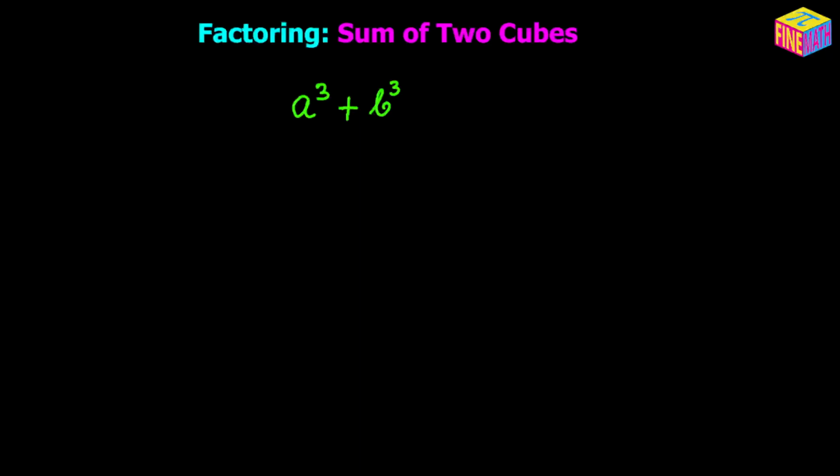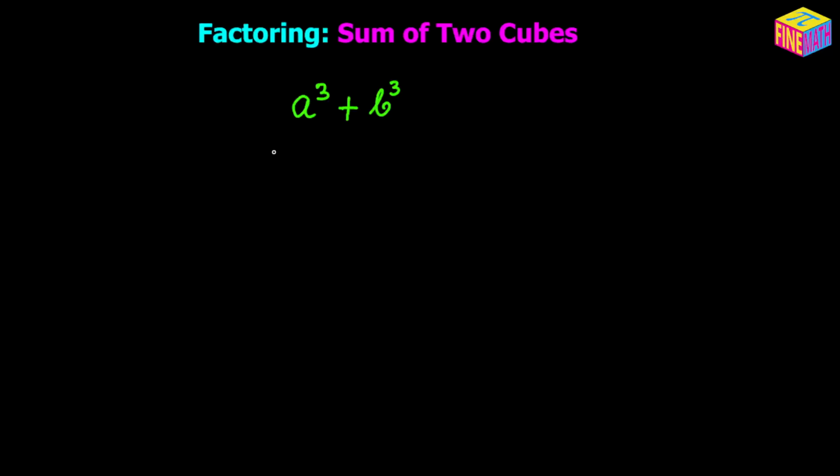Hi everyone, in this video we are going to discuss how to factor an algebraic expression of the form a cubed plus b cubed, which is essentially a sum of two cubes, right? Each of the terms is in the form of a cube. So this is a sum of two cubes and we are now going to try and find out if this type of expression can be factored.